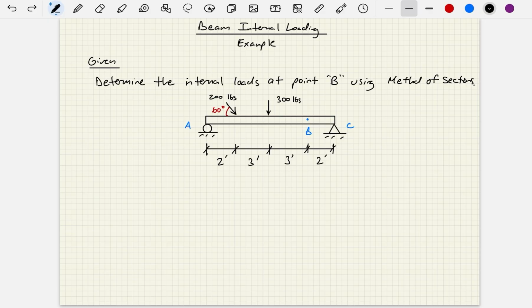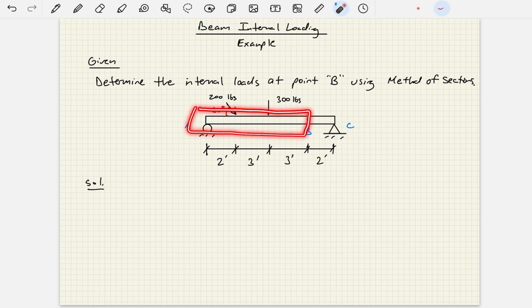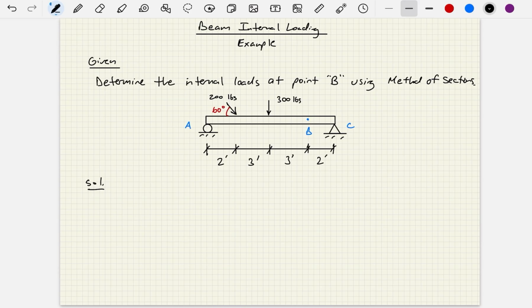Well, as we write the solution, we're going to note that by method of sections, we pass a cut section through the point of interest, and then we look at a free body diagram of either everything on the left side of the cut or everything on the right side of the cut. Okay, so we're going to start out by making a note of the following.